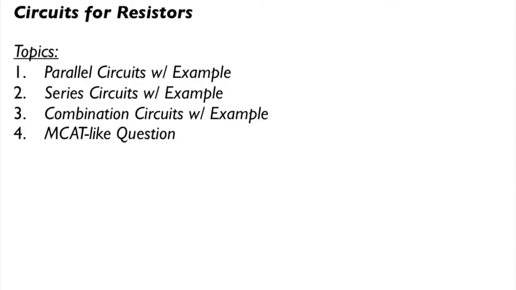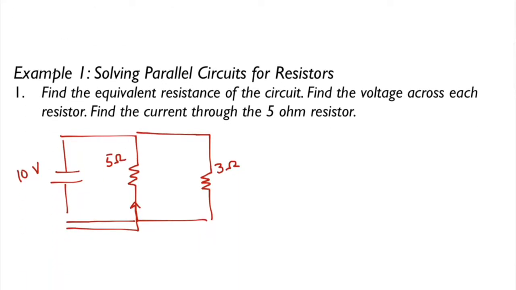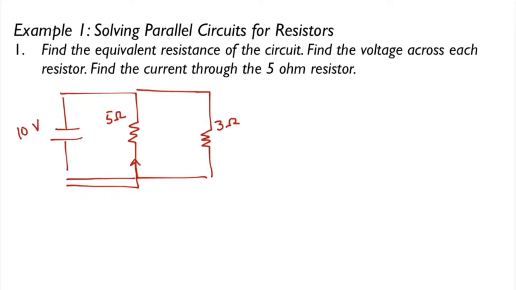So in this video specifically we're going to cover parallel circuits and provide an example, and go over series circuits with an example. You can also see combination circuits with an example and an MCAT-like question for circuits for resistors in the following video. So what we're going to cover first is parallel circuits for resistors and how to solve for the equivalent resistance and tell the relationship between voltage and current for parallel circuits, and then calculate the current through the 5 ohm resistor for this problem here.